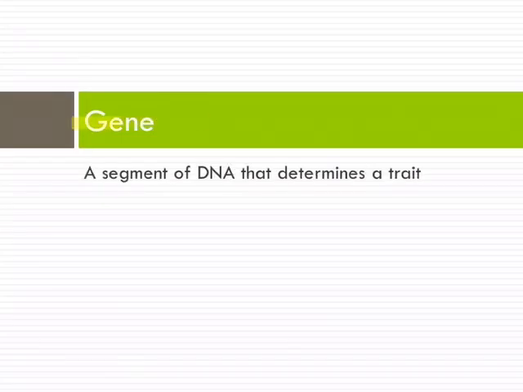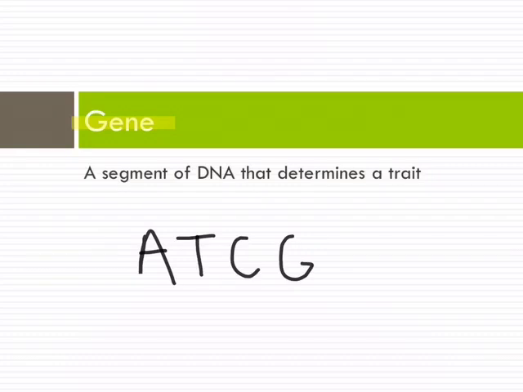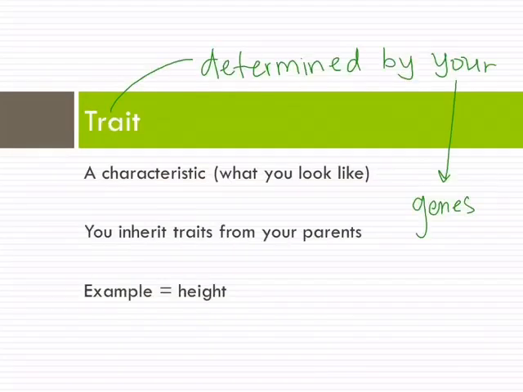A gene, as you have already heard, is a segment of DNA that determines a trait. So a gene is made up of the letters of DNA, like the one you built in class, such as A, T, C, G. The order of those letters determines what the gene is. Something to note is that there are many, many genes in the human genome that we don't know what they do yet. So lots of undiscovered genes.